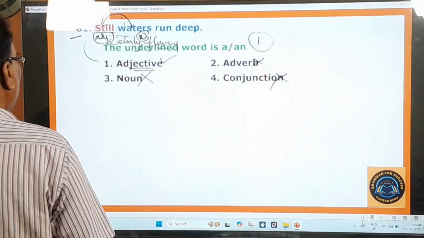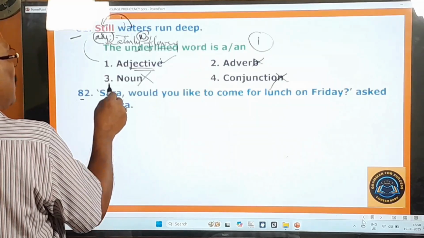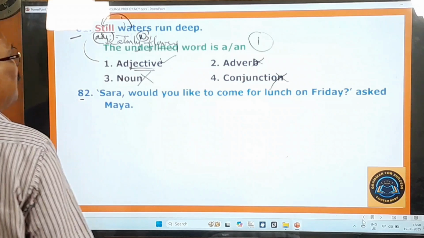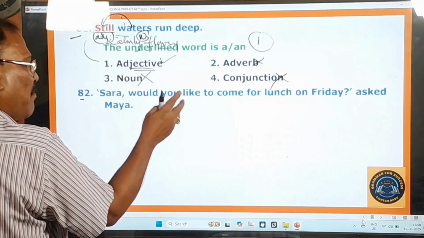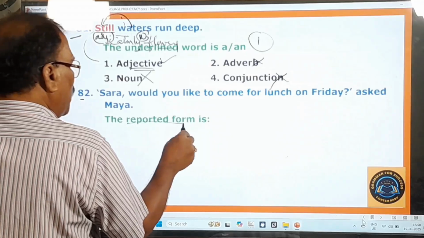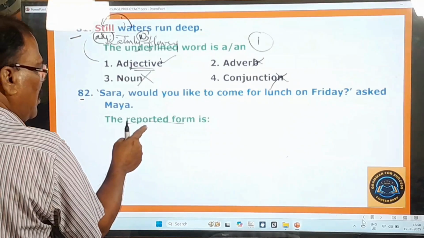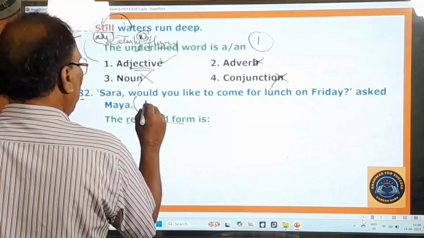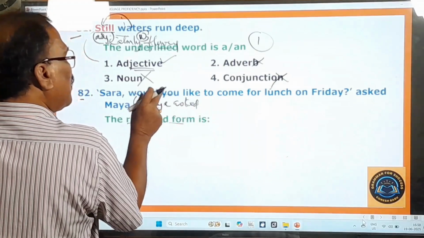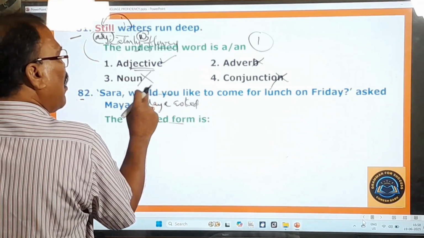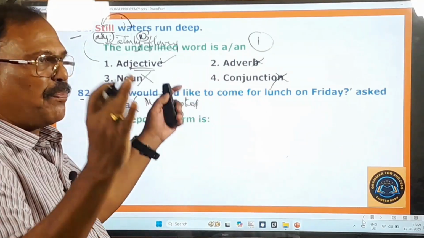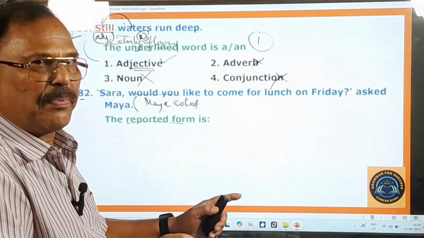You go to the next question. 82nd question. "Sarah, would you like to come for lunch on Friday?" asked Maya. So here you pay attention to the reported form. What is the reported form of this? I'll write the reported form here. Maya asked, would you come? It's an ordinary question. Whenever there is an ordinary question in the direct speech, the matter that is put in the inverted commas is called the direct speech.